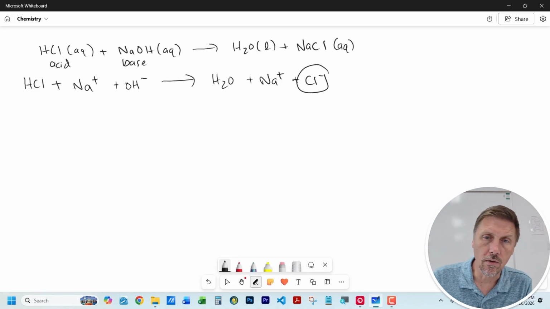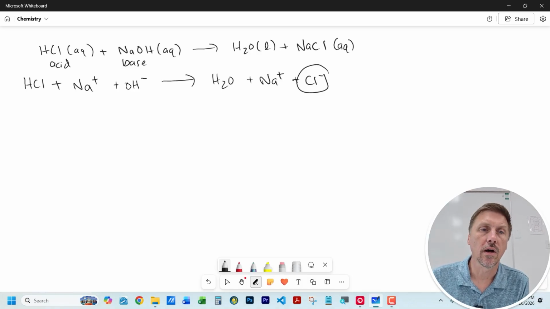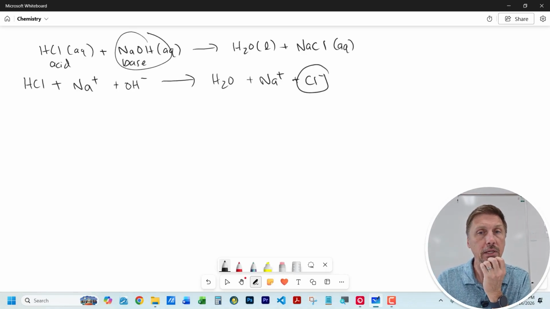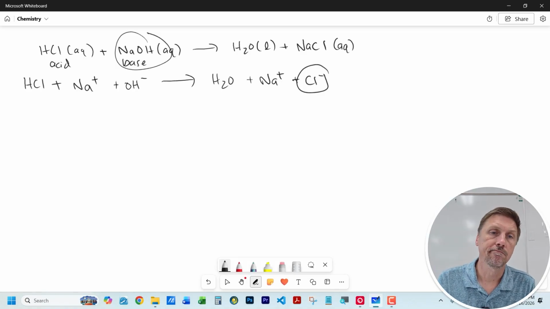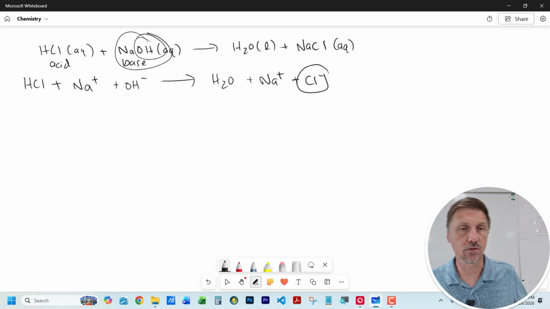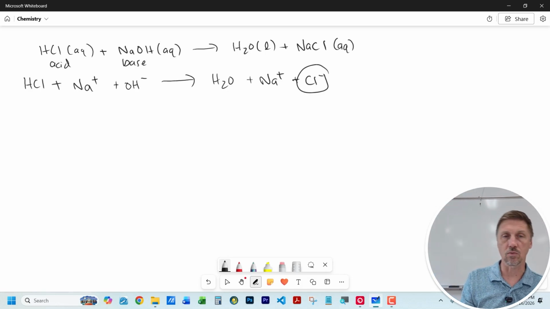Notice what happened. I'm sorry, this was the acid. This is the base. Why is that the base? Because the base is the proton receiver. The acid donates it: the HCl got rid of it and gave it over here to the hydroxide ion that's part of this NaOH, and so that's why that's the base.